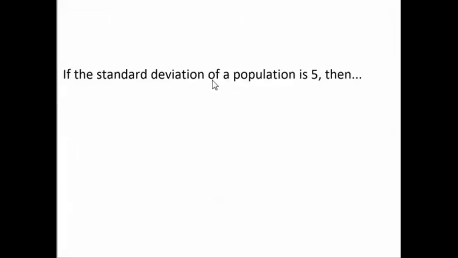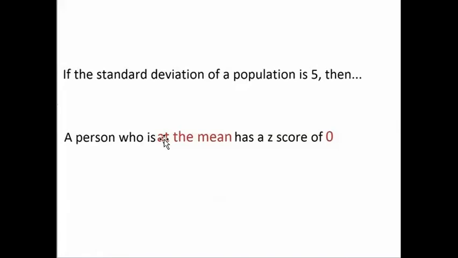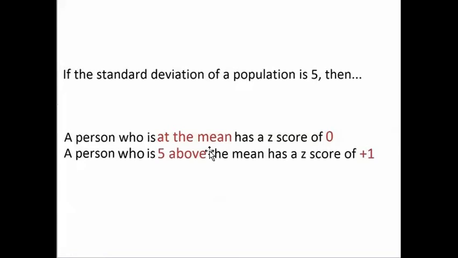Let's now think about a population that has a standard deviation of 5. For example, maybe a certain class takes an exam and the standard deviation of their exam scores turns out to be 5. If that's true, then a student in the class who has an exam score right at the mean would have a z-score of 0, like always. A student with an exam score that's 5 above the mean would have a z-score of +1, because that student would be 1 standard deviation above the mean.